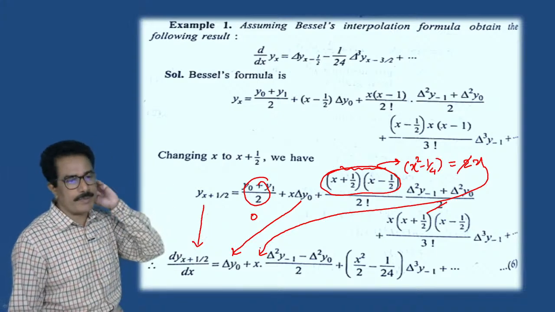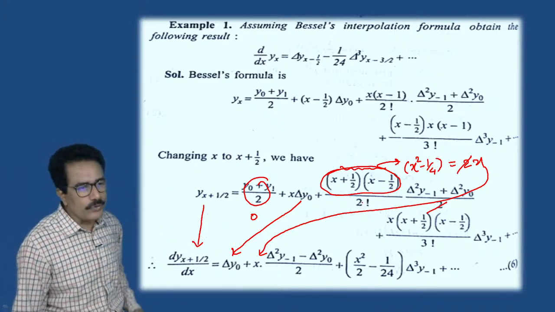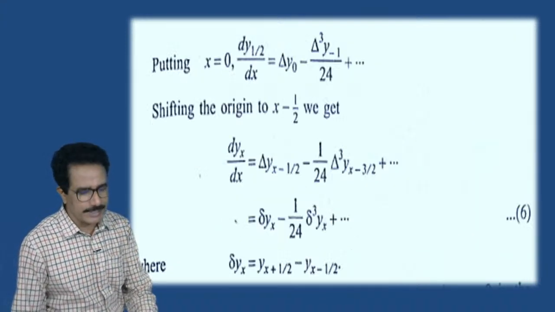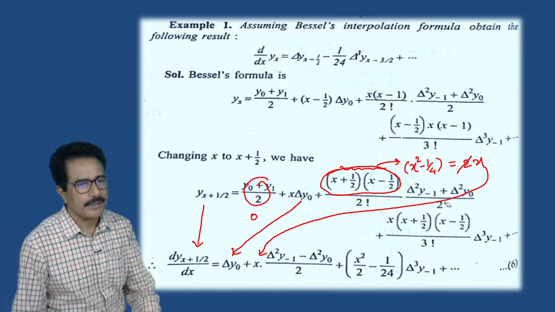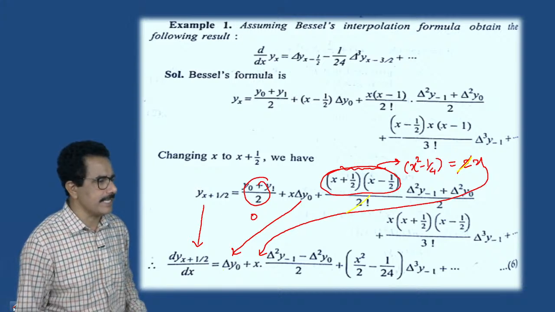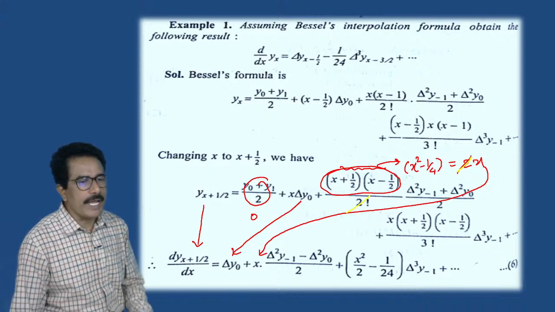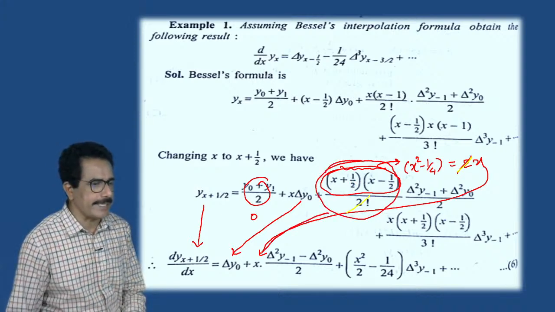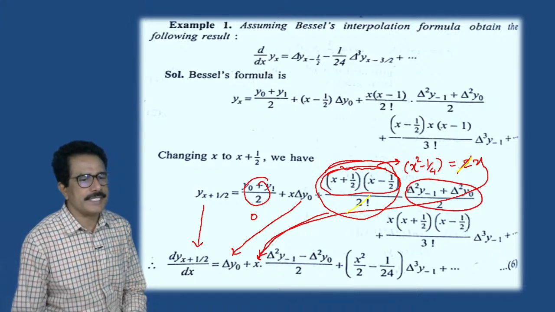Do you understand, students? And the 2 factorial, that is 2, is here, and this 2 will cancel. So this 2 and this 2 factorial will cancel. So the derivative of this total term is only x. The remaining term is as it is.